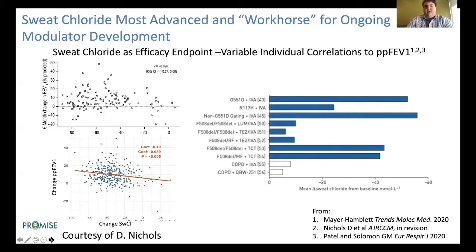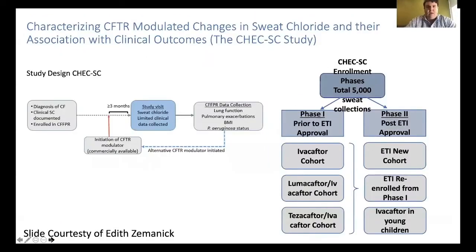Regardless of whether this correlation holds up in larger studies, which has not been shown across the spectrum, we do know that the extent of sweat chloride reduction does correlate on a group-wise level in many trials, as shown on the right-hand figure, to the level of improvement of key clinical outcomes, including percent predicted FEV1. Thus, this is the reason why in modulator development, with its systemic administration, sweat chloride has become really the go-to CFTR biomarker.